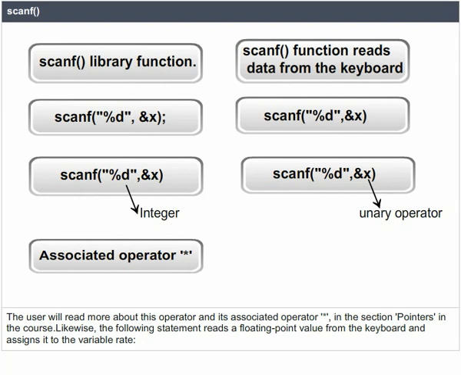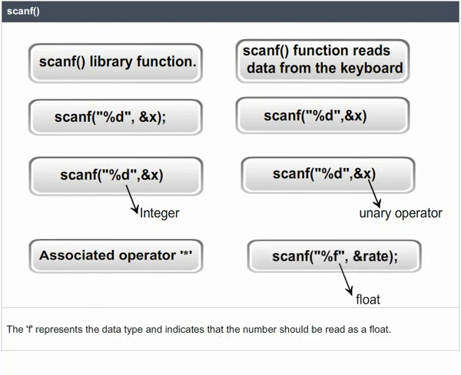Likewise, the following statement reads a floating point value from the keyboard and assigns it to the variable rate. The f represents the data type and indicates that the number should be read as a float.